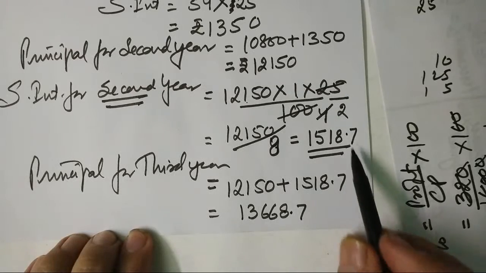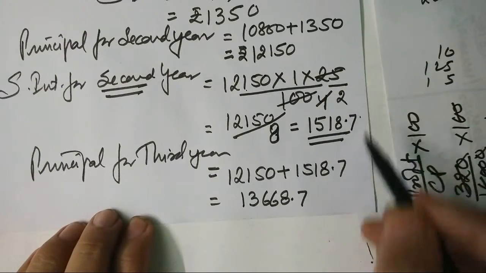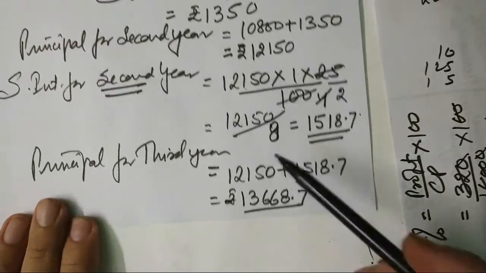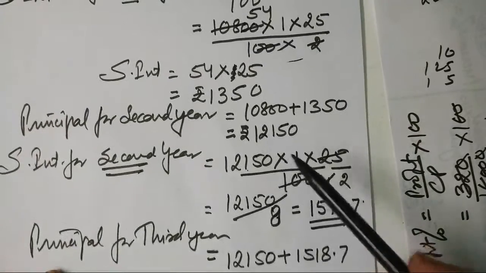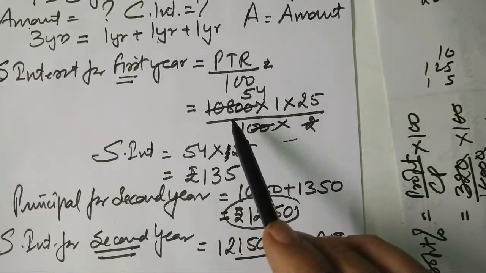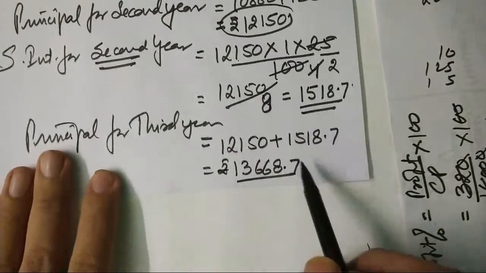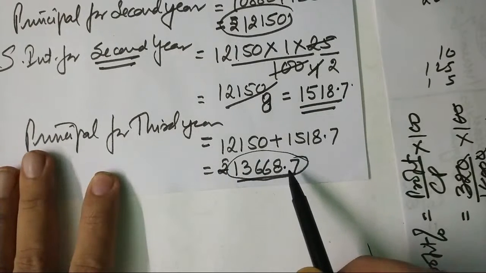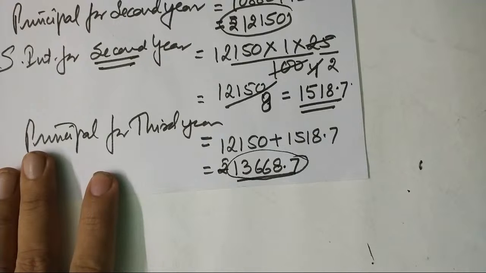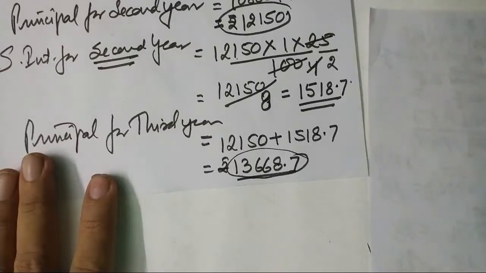Now it will come in 0.7 and something, but I am keeping it as roughly 5 or 7 only. So this is the principal which is more than the second year. Principal for first year was 10,800. Second year principal became 12,000. Third year principal becomes 13,000. Why is this increasing? Because everything is increasing. The number which we have used has changed because we are adding it.